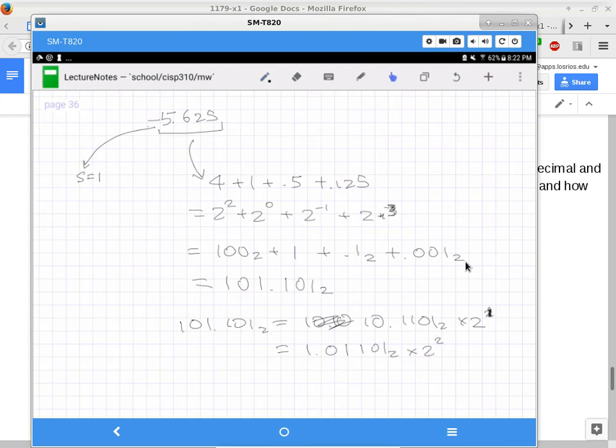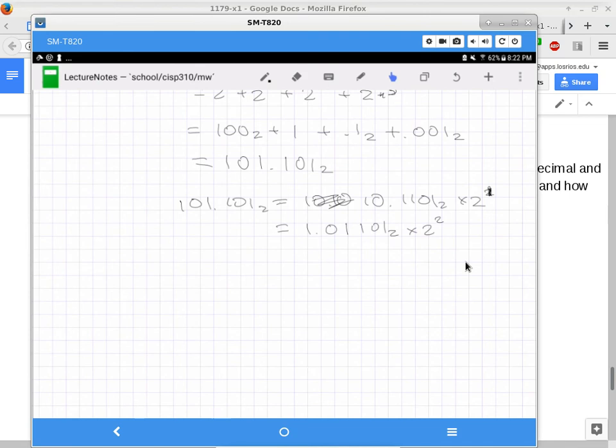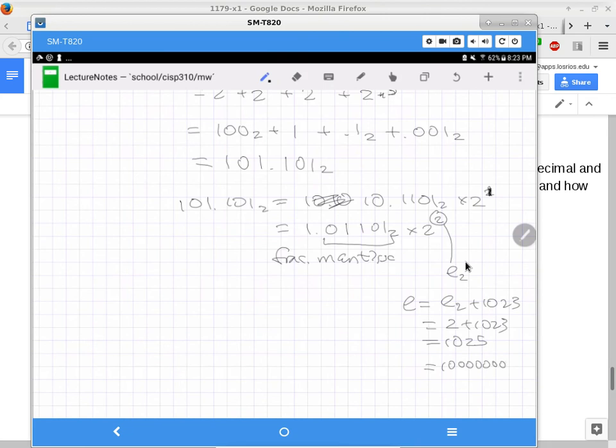Okay, so at this point, I have identified all the crucial parts. This is the fractional mantissa. This here is our E2. Now we can put the whole thing together. Not quite, because now that we know what E2 is, we have to say E is E2 plus the bias, which is 1023. So in this case, it's 2 plus 1023, which is 1025. Because when you represent it in a double, you have to use the biased version of that number. And that turns out to be 1 followed by 9 zeros, 1, 2, 3, 4, 5, 6, 7, 8, 9, and a 1 after that, because it's 1024 plus 1.